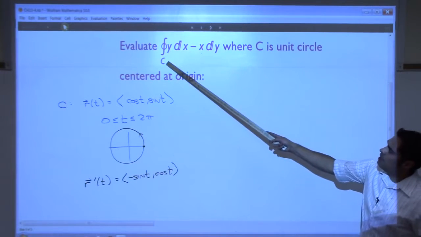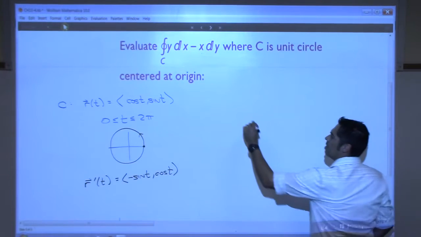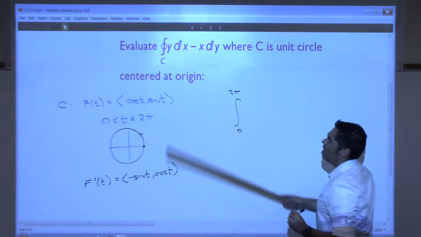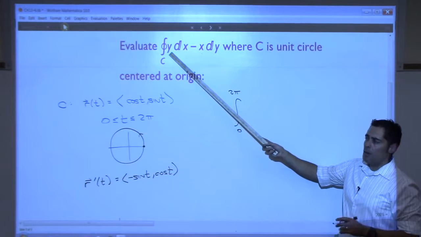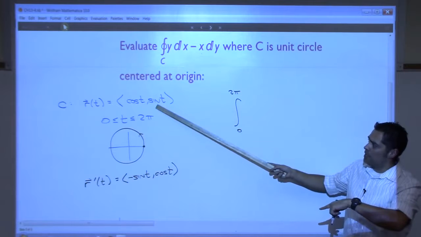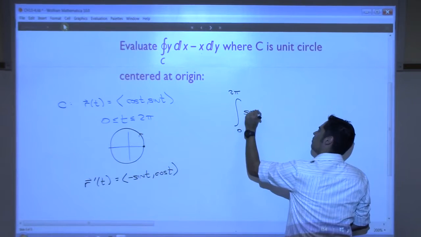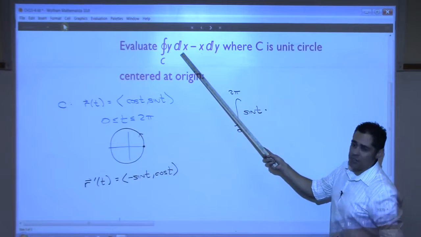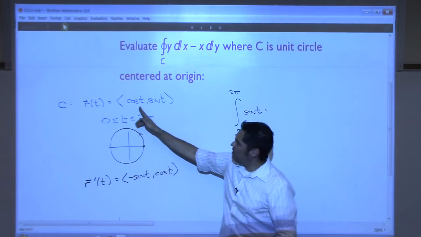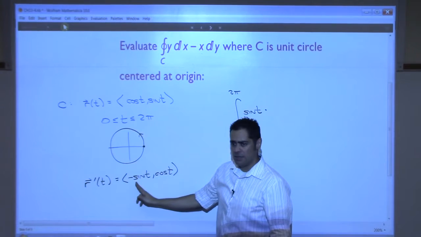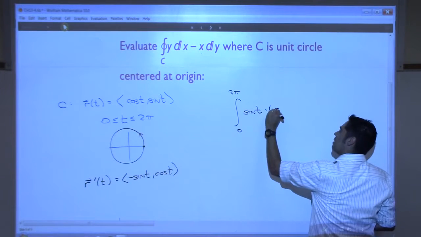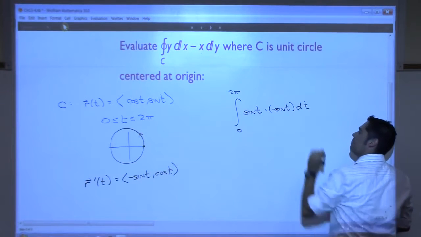So let's do this. Instead of saying integral over c, I'm going to go integral from where to where? 0 to 2 pi. And then I need to know what y is. Well, I only have one curve here, c, right? So I need the y component of that curve, which would be sine t, times dx, which means we're only looking at the derivative of x with respect to t, which here's the x component, right? The derivative of that with respect to t is negative sine t. So this is negative sine t dt. You with me?